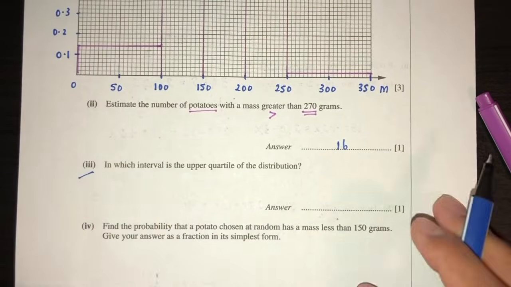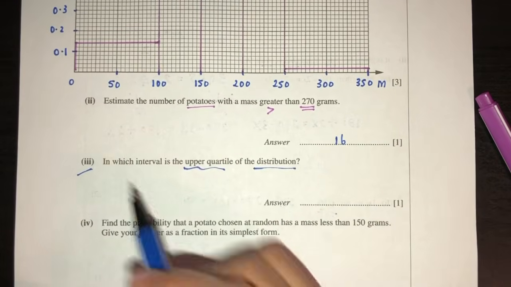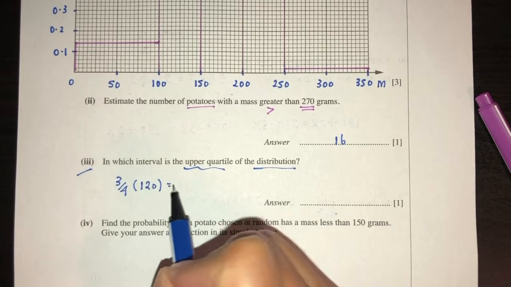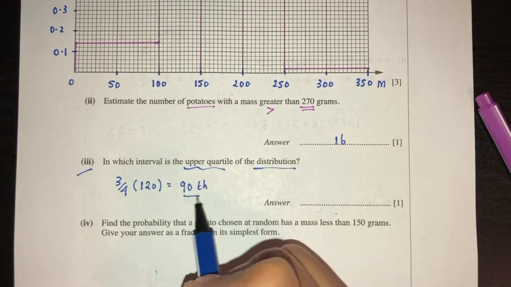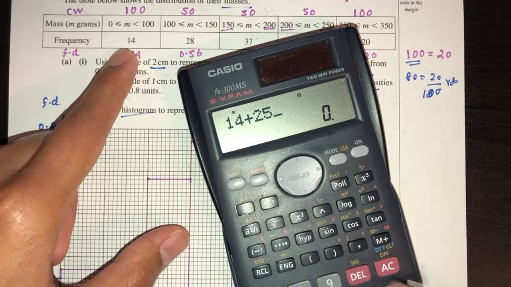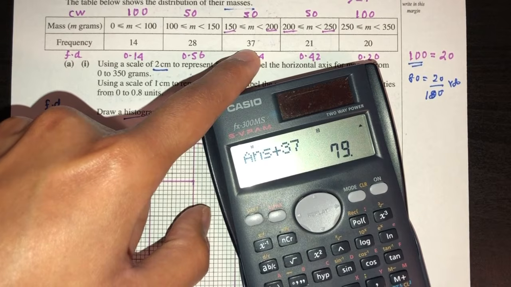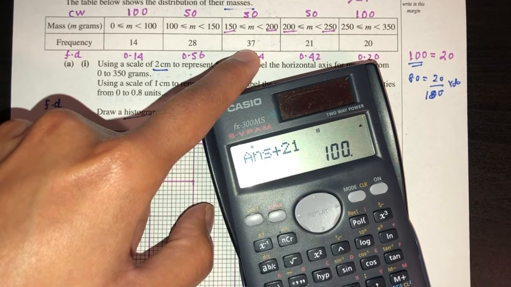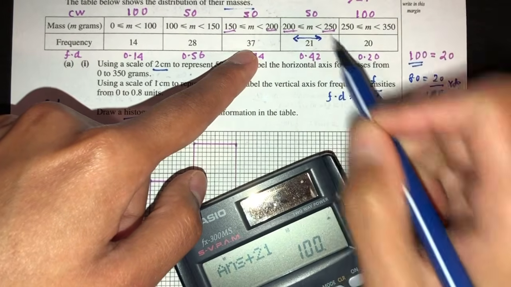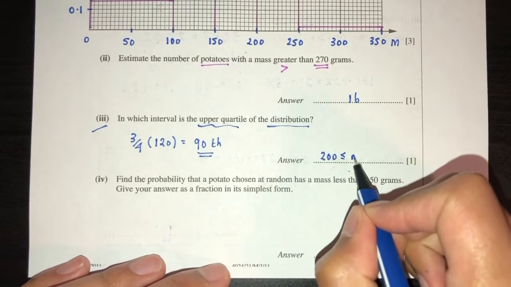Now part 3. In which interval is the upper quartile of the distribution? As you know, the upper quartile will be 3/4 times the total number of potatoes, that will be 120. That will be the 90th element. So let's count. Here we have 14 plus 28, that will be 42, plus 37, that will be 79, plus 21, that will be 100. So basically the value of 90 will be in this range, which is the group of 200 to 250.